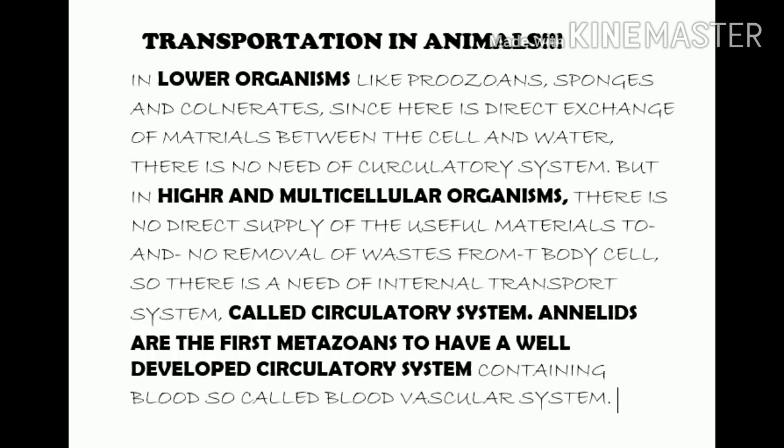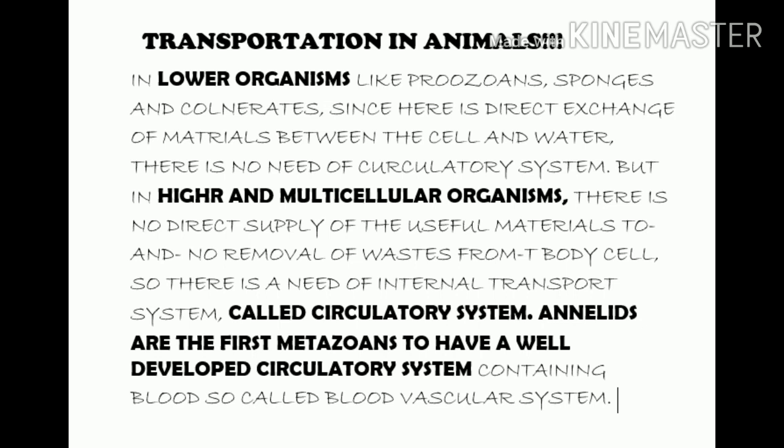Next we will discuss transportation in animals. In lower organisms like protozoans, sponges and coelenterates, since every cell of the body is in direct contact with the surrounding water and there is direct exchange of material between the cell and water, there is no need of a circulatory system. But in higher, multicellular organisms, there is no direct supply of useful material to and no removal of waste from the body cell. So there is a need of an internal transport system called the circulatory system.